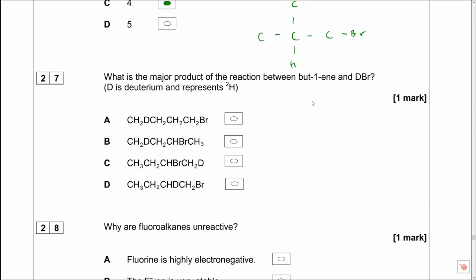What is the major product of the reaction between butadiene and DBr? D is deuterium and represents H2. Ooh. What is the major product of the reaction between butadiene and DBr? So 1, 2, 3, 4. Okay, we've got to think, well, where would we want our positive to be? There.